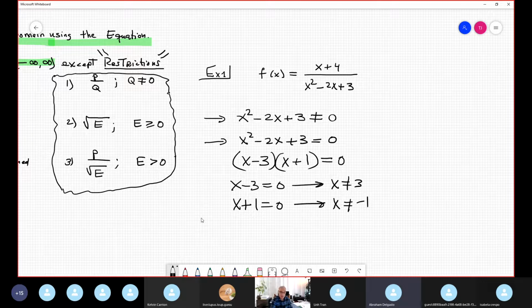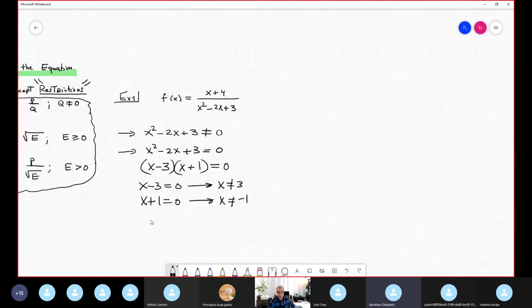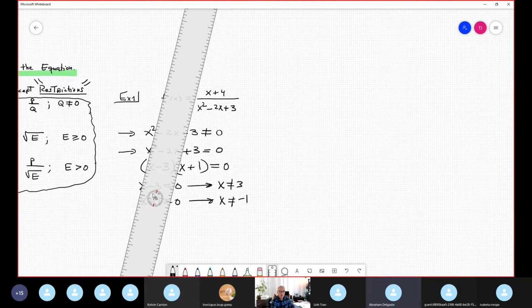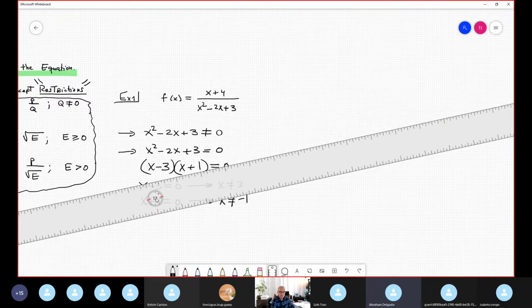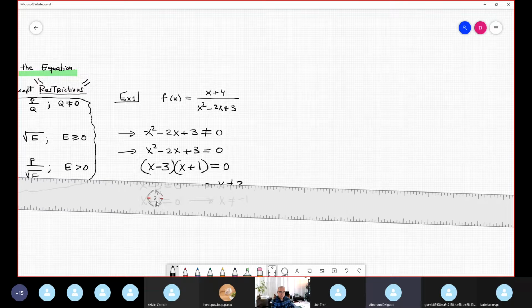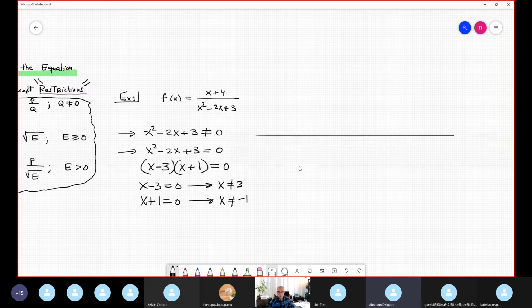However, in the test, I ask you to express the answer in interval notation. And maybe it looks a little bit complicated, no? But no. Let me try. This is my all real number line, horizontal. This is infinity, positive. This is infinity, negative, 0 in the middle. 3 is 1, 2, 3, and negative 1 is here.